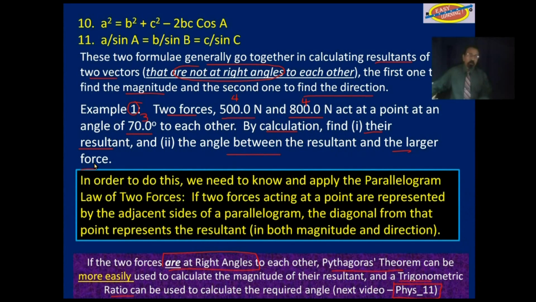In order to do that, we need to know something about the parallelogram law of two forces, which simply states that if two forces acting at a point are represented by the adjacent sides of a parallelogram, then the diagonal from that point represents the resultant in both magnitude and direction.